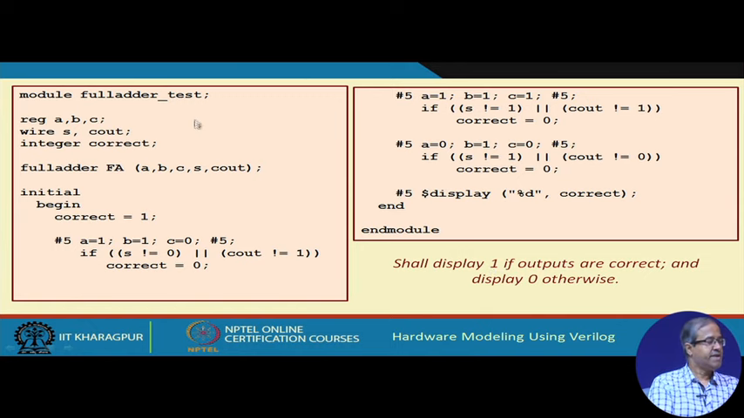Let us say we write the test bench like this. We write the test bench as follows. We instantiate the full adder, we declare a variable called correct of type integer, initialize it to 1 in the initial block, correct equal to 1. Then at time 5, after a delay of 5, we apply A1, B1, C0.